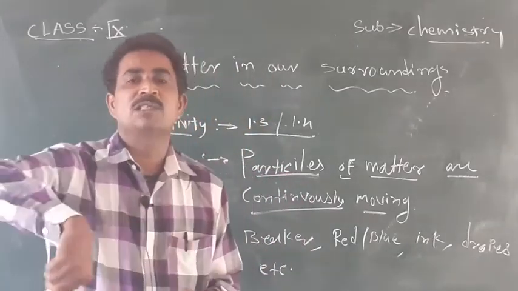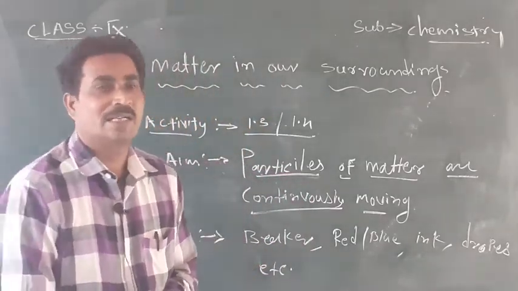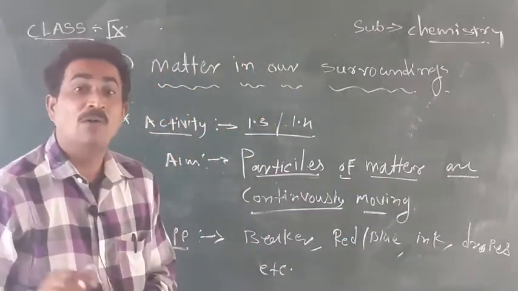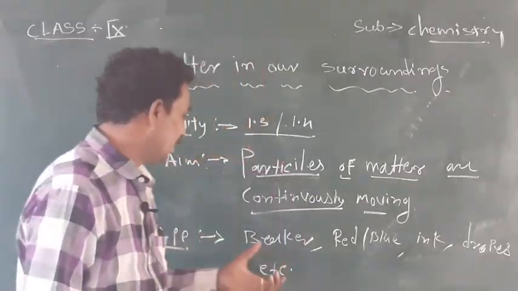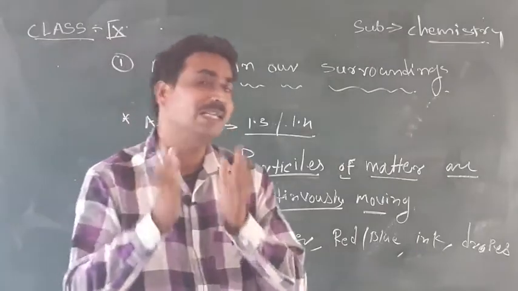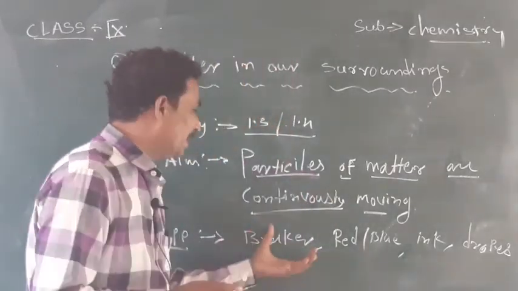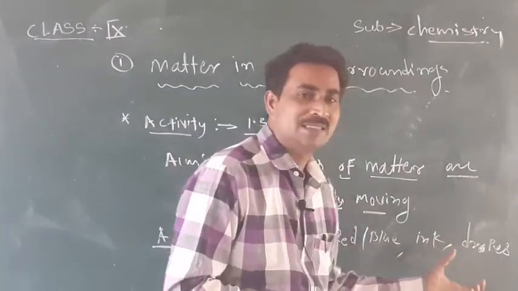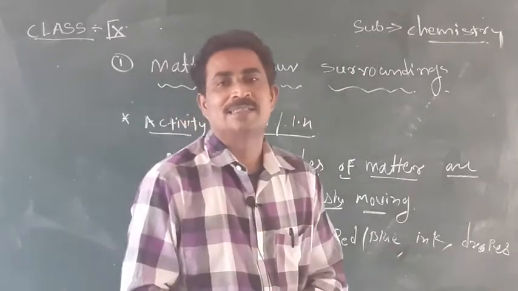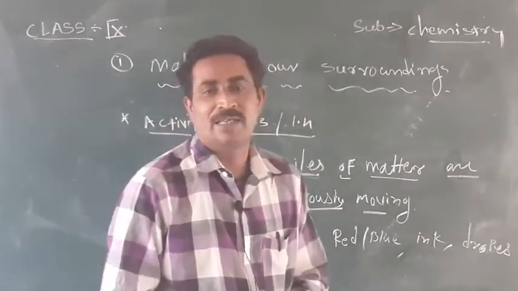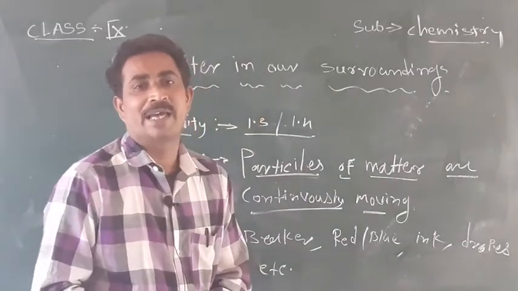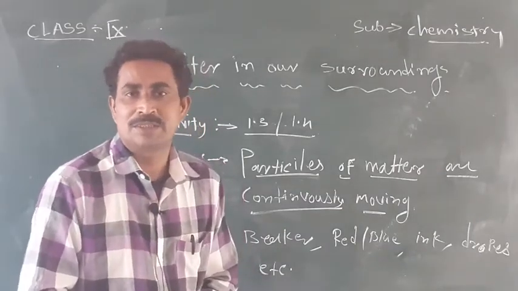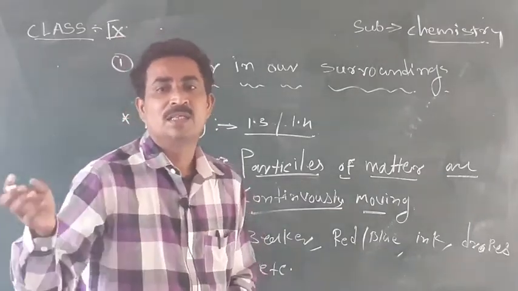The particles are continuously moving, so we say the particles of matter are in continuous motion in their particular orbit. How they move, we want to see in this activity. What materials are required for this? One beaker, red or blue ink, and one dropper, and other materials, etc. Now I will draw the diagram and explain the procedure, then we will go to the observation, and finally the conclusion will come.